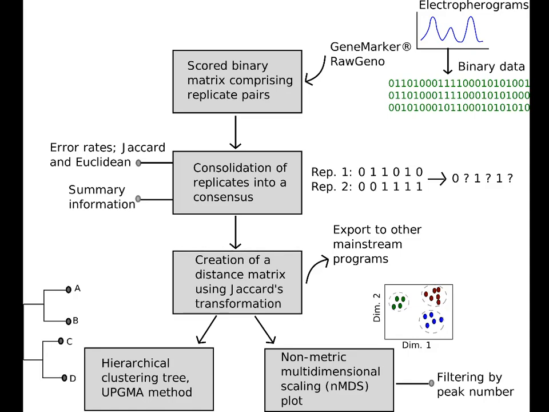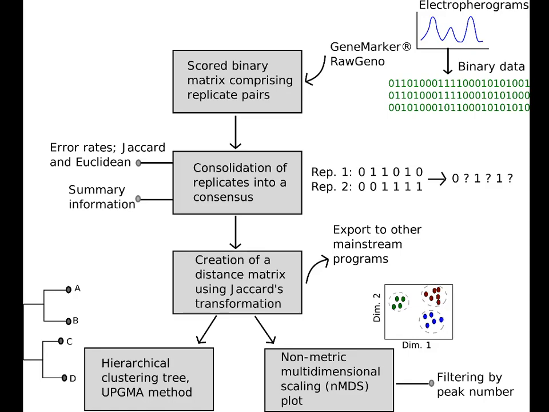And once the program has done this, it then creates a distance matrix using the Jaccard's index. This is an important one because it doesn't take the shared absence of a band as being biologically meaningful. So in other words, it discards all of that and only really looks at presence data. So once you have this distance matrix, that can be then used to create hierarchical clustering trees or NMDS plots, so that they can show you what patterns you have in your data and possible trends.